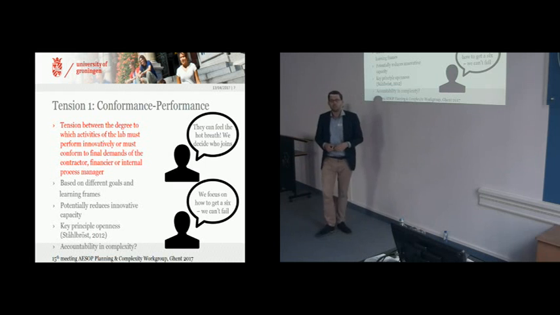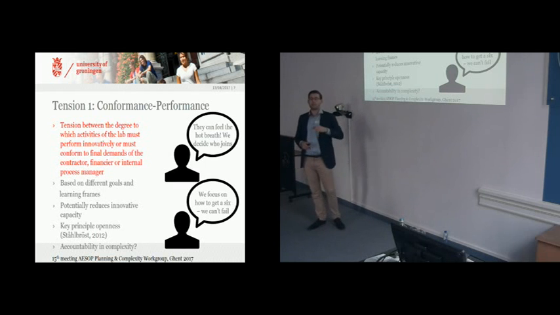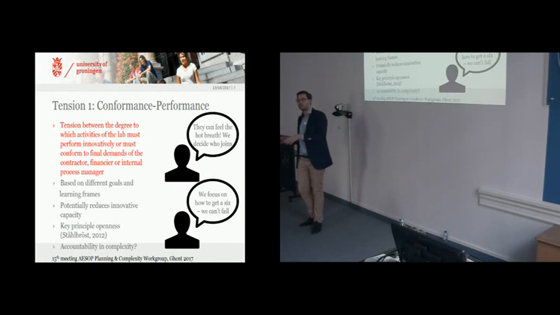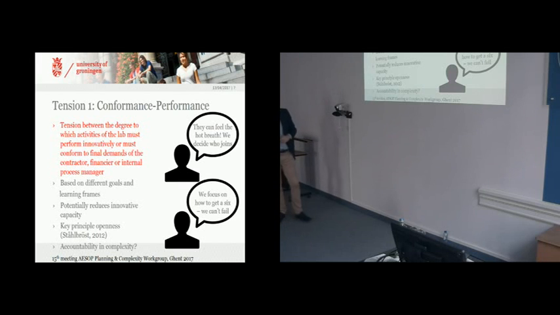It's a tension between the degree to which activities of the lab must perform innovatively or must conform to final demands of the contractor, financier, or internal process manager. And in two of the cases we studied, this conformance-performance tension was really present, and they said they can feel the hot breath. So this was in the spatial adaptation lab, and they said, well, we're controlling whoever joins. So if they don't adhere to our demands, they can't join. And everybody wants to join because there's a lot of budget involved. It makes your city or your municipality better.